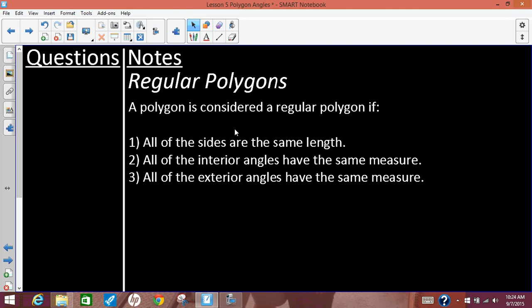We have special kinds of polygons that we'll talk about, and they're called regular polygons. I guess the word regular doesn't really make them sound special, but they are special. And they're special because all of the sides in those polygons have the same length. All of the interior angles in those polygons have the same measure. And all of the exterior angles in those polygons have the same measure. So if we're told that a polygon is a regular polygon, then we know these three facts about that polygon. The sides are all the same size, the angles are all the same size inside and out.